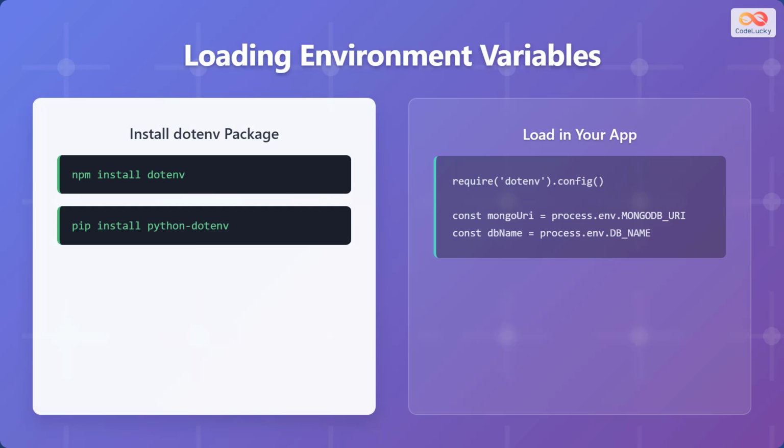Once the package is installed, you can load the environment variables into your application by adding the following lines of code at the entry point of your application. For Node.js, require('dotenv').config(); const mongoURI equals process.env.MONGODB_URI; const dbName equals process.env.DB_NAME.